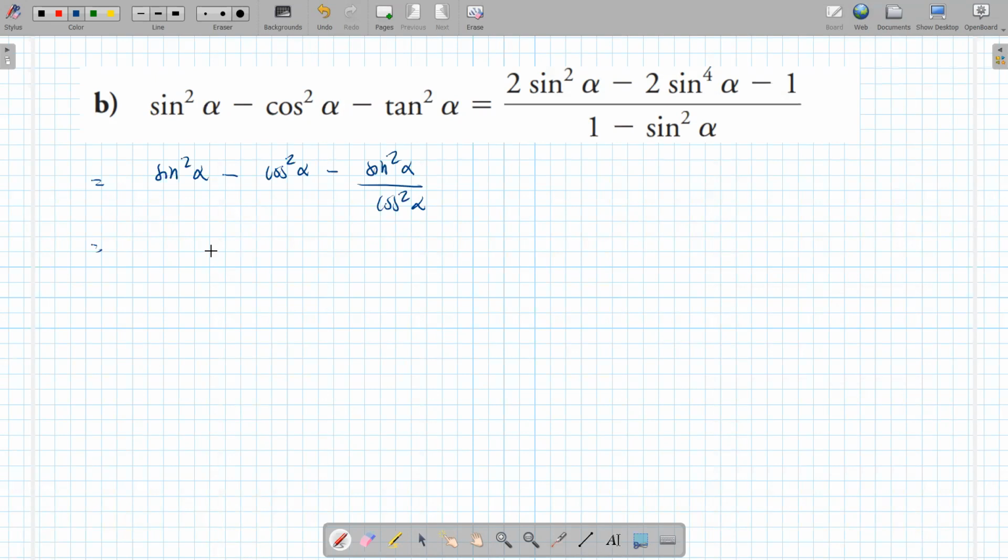You take the common denominator. That's the only thing you can do. There's nothing much. So if you take the common denominator, what is it in this case? Cosine squared. So let's turn sine squared alpha minus, well, this is going to become cosine. What's cosine squared times cosine squared?